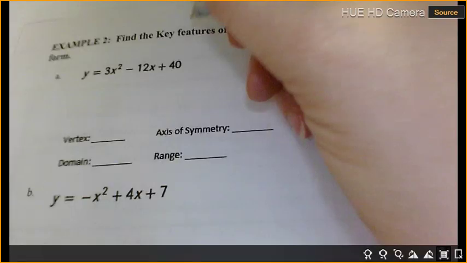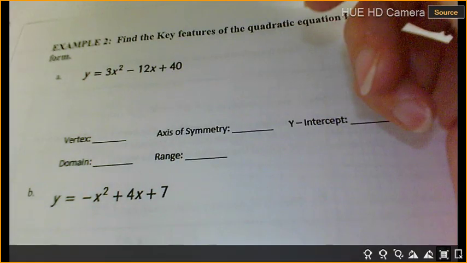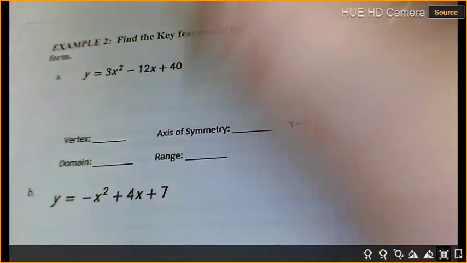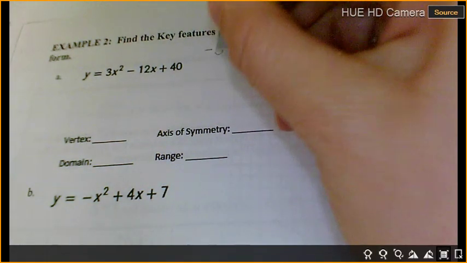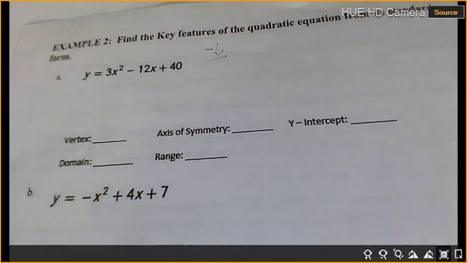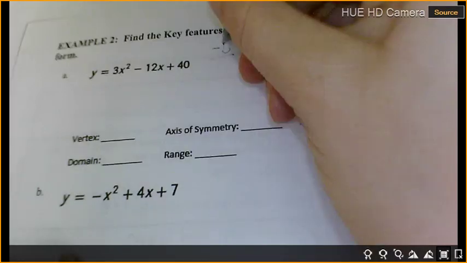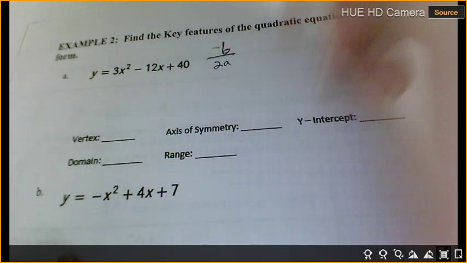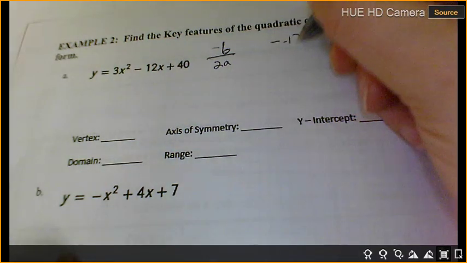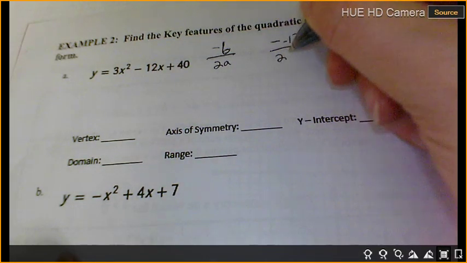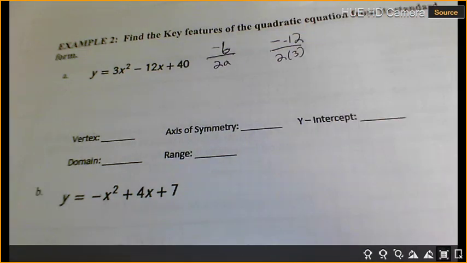Vertex first. Okay, so in order to do the vertex, guess what? We got to do the axis of symmetry first. So that's negative b over 2a. Okay, let's set that up. So it's minus a negative 12 over 2 times 3. Everybody with me so far?